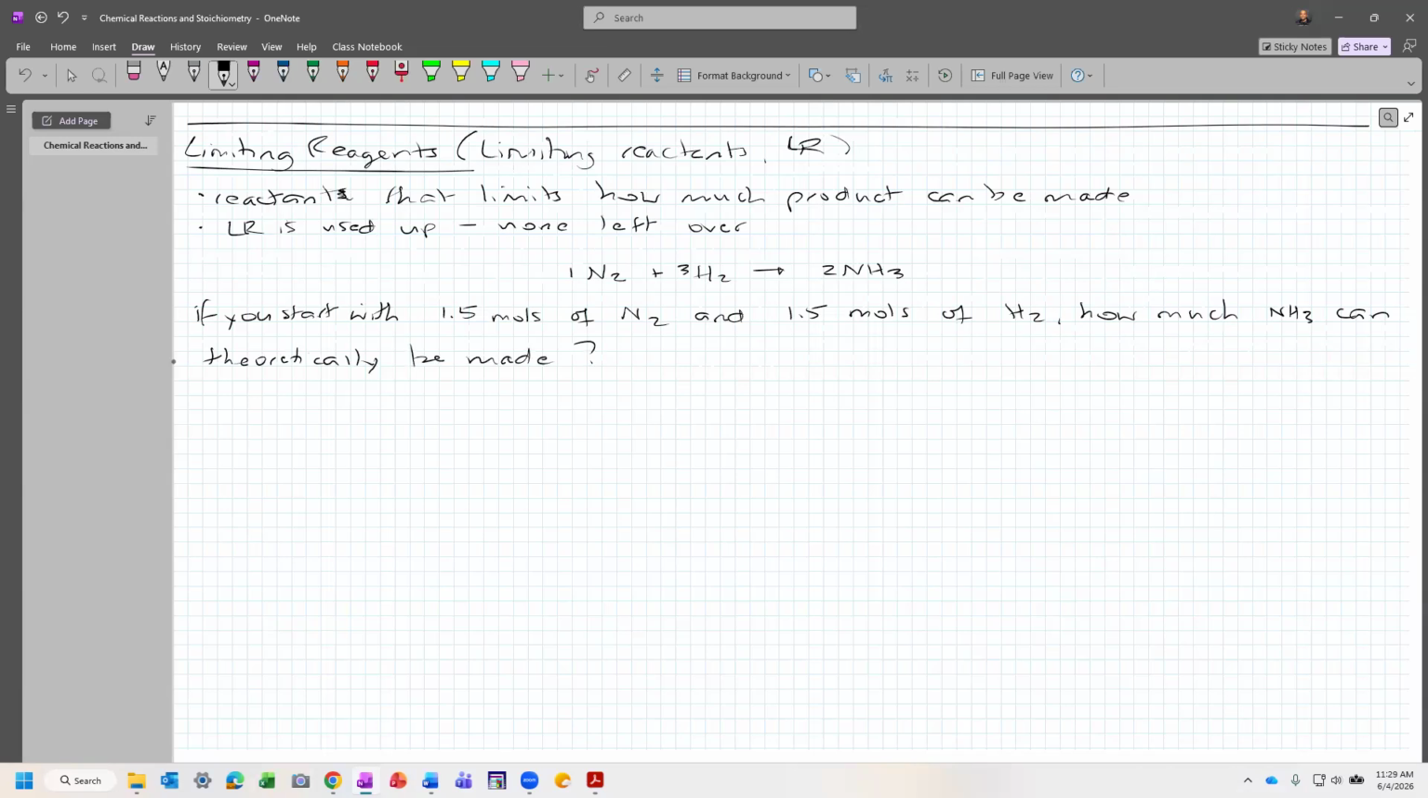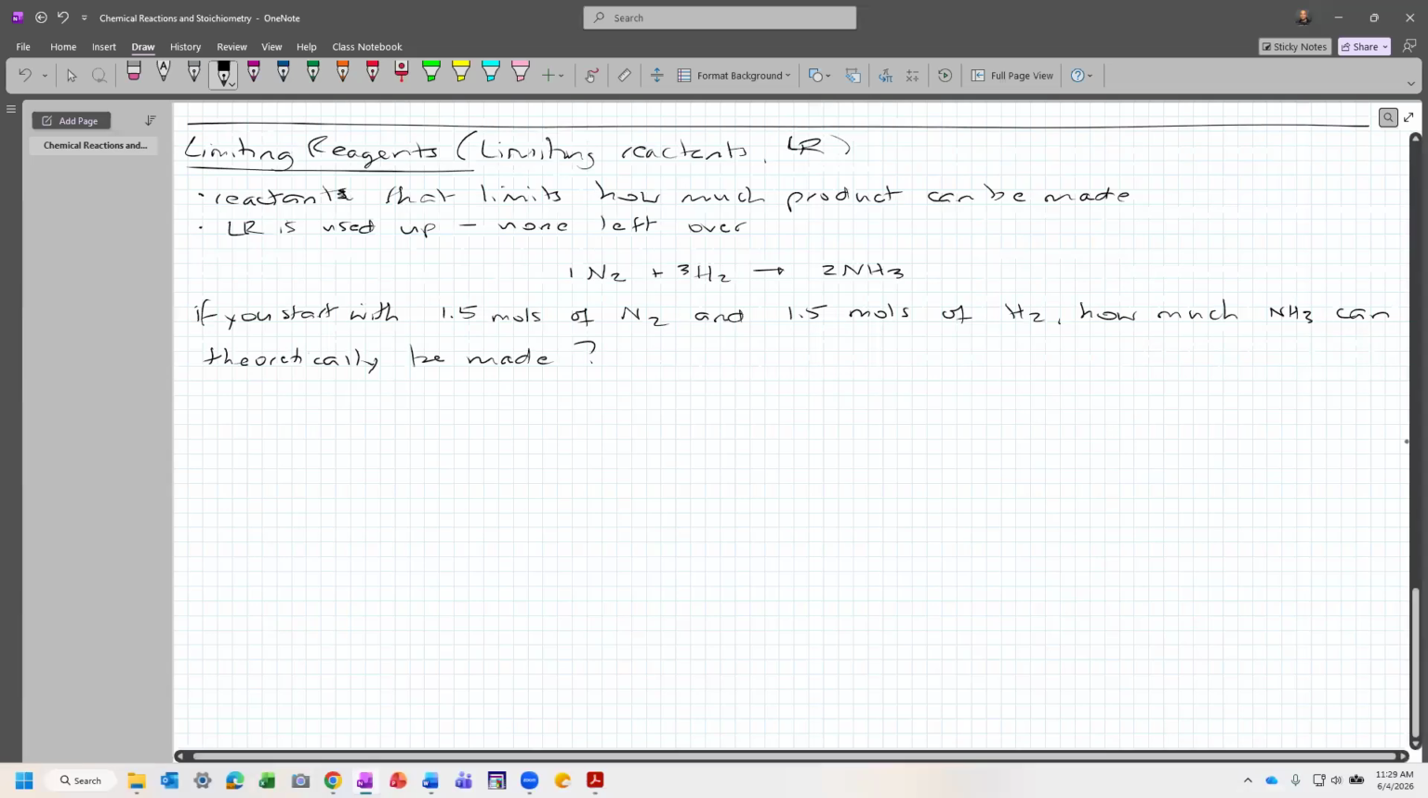Okay, so here we're told instead of just giving us the amount of one of the reactants, we're given both of them, right? And we need to figure out how much of the product here on the right side can we actually make if we start with a certain amount of the N2 and a certain amount of the H2 given in moles. So the other question we can ask is, what is the limiting reactant, the LR? And then we're also going to ask what is in excess. In other words, what is left over at the end? Which reactant is in excess?